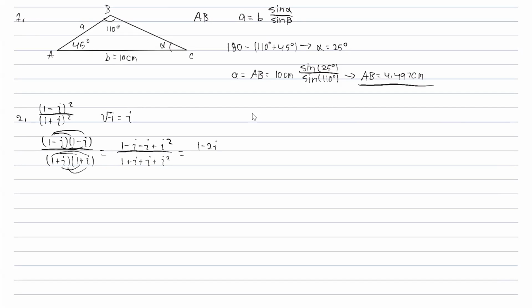So let's combine like terms. 1 minus 2i plus, remember this is square root of -1 squared, divided by 1 plus 2i plus square root of -1 squared. This is 1 minus 2i minus 1 over 1 plus 2i minus 1.